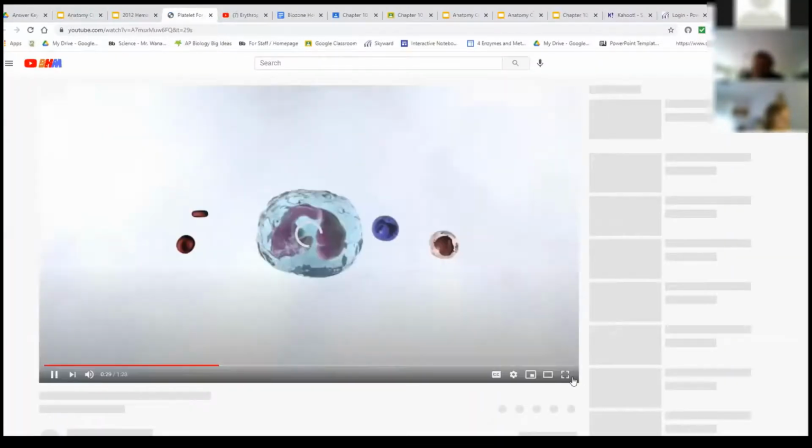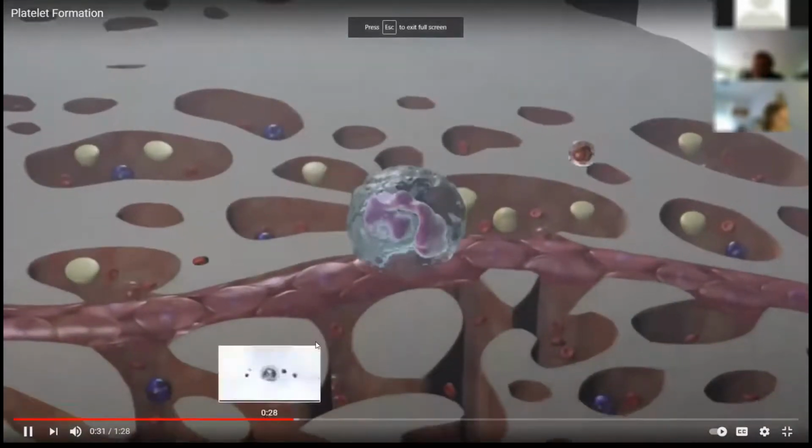Oops, well, that'll work too. Or 15 times larger than most red blood cells.